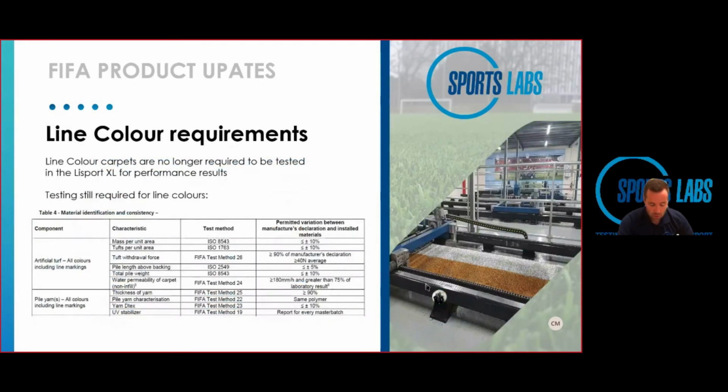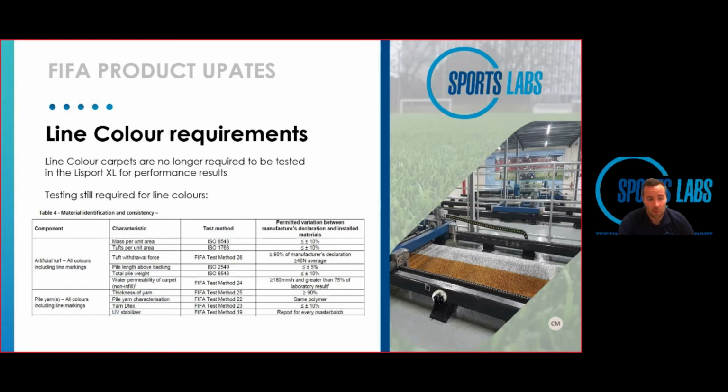Just a quick note on the line colour testing procedure for products. As of March, it's no longer necessary to run Lisport XL tests on line colours. We do still have to perform full carpet IDs, including unaged and aged tuft withdrawal on each line colour. The good news is that lines only need to be tested once for a specific model or stitch rate of carpet. For example, XY turf, with 14 stitches and a 5/8 inch gauge only has to have the full ID and tuft withdrawals completed once.